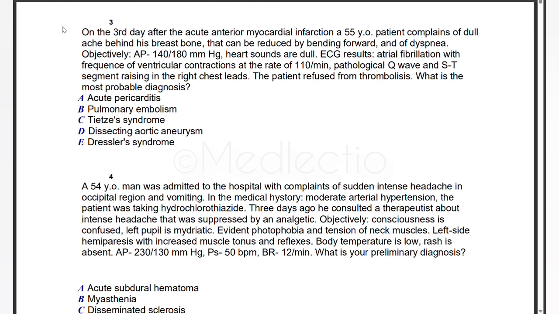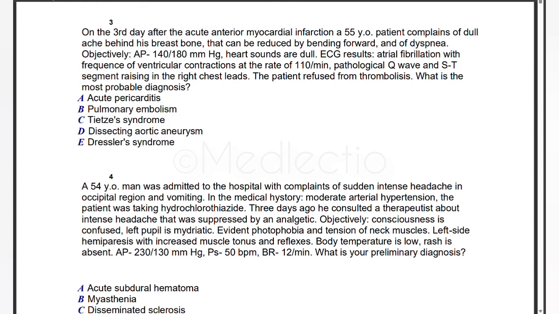On the third day after the acute anterior myocardial infarction, a 55-year-old patient complains of dull ache behind his breastbone that can be reduced by bending forward, and of dyspnea. Objectively, AP 140 by 180, heart sounds are dull. ECG result: AF with frequency of ventricular contraction at the rate of 110. Pathological Q wave and ST segment raising in the right chest leads. The patient refused thrombolysis. What is the most probable diagnosis?